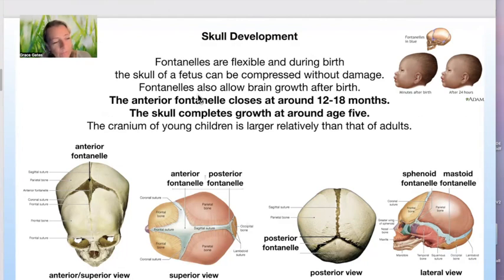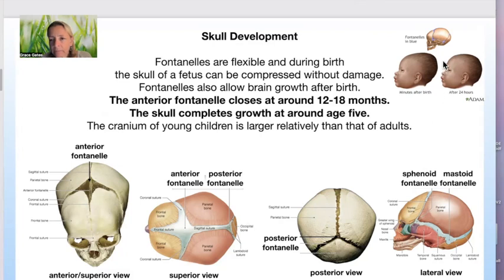Wow, we have our skull that we'll have for life at around age 5. That's crazy, but that's why kids like to look like they have really big heads. The cranium of young children is relatively larger than that of adults. So little kids look like lollipops with big heads.